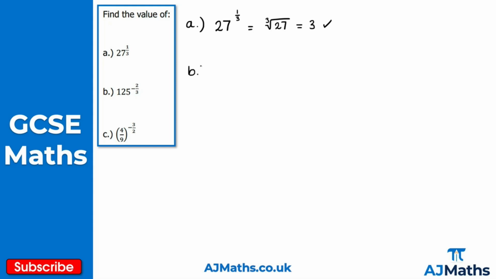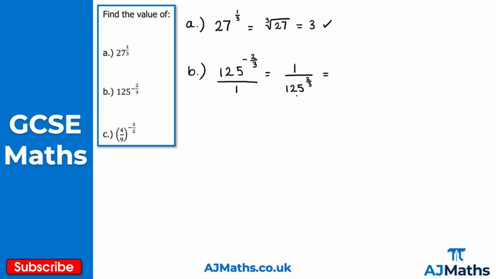Moving on to B now, I've got 125 to the power of minus 2 over 3. So for this question here, the very first thing that I'm going to do is deal with this negative power. So what I'm going to do then is write a denominator of 1 underneath. Then I'm going to flip this here. I get 1 over 125. Then my power now becomes positive. So I've got to the power here of 2 over 3.